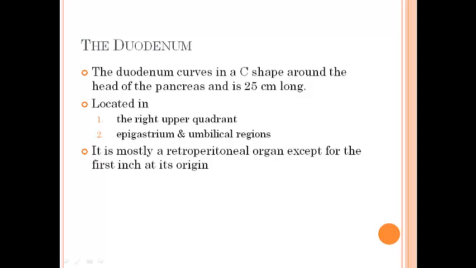Generally, the duodenum is a retroperitoneal organ, meaning that only its anterior surface is covered with peritoneum. However, the first inch of the duodenum that's directly after the stomach is covered in peritoneum, and then the rest of it becomes retroperitoneal. For purposes of description, and because of the way that it's located in the abdomen, the duodenum is divided into 4 segments.